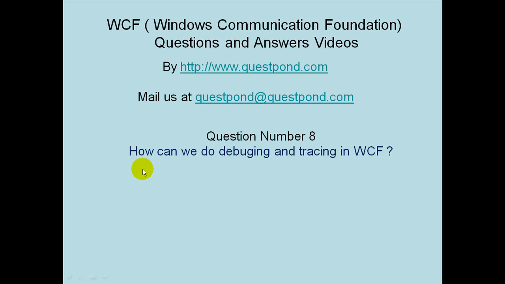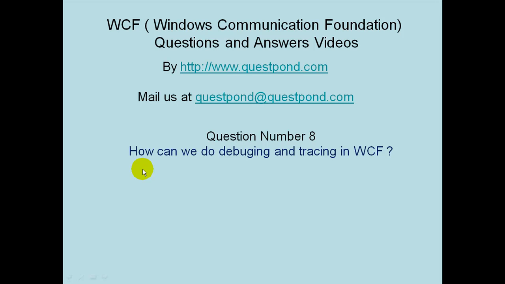So moving up to question number 8, how can we do debugging and tracing in WCF? Now when we talk about WCF, it has a lot of complex events, and sometimes as a developer you would like to track these events and see if there are any kind of issues happening in these events, or you would like to gather some data from these events. Now it's very difficult to go and debug these events using a simple Visual Studio .NET debugger.